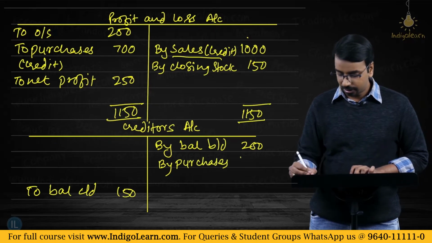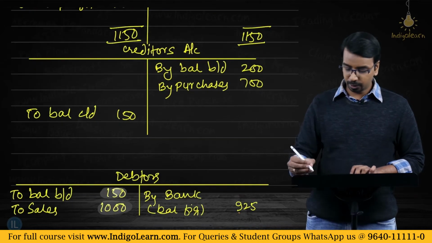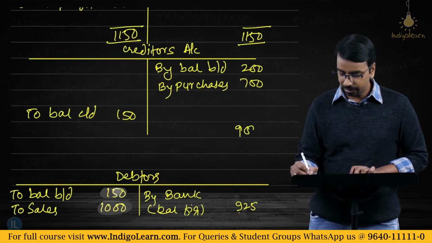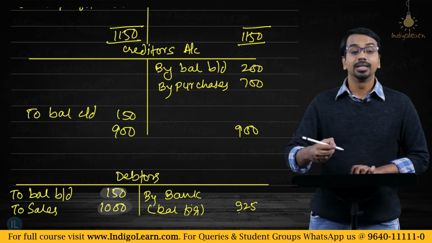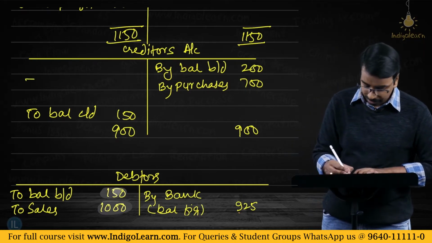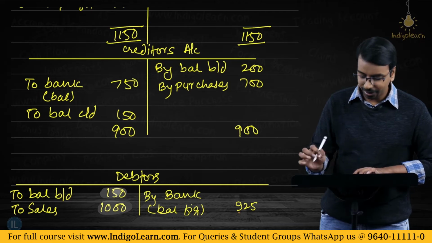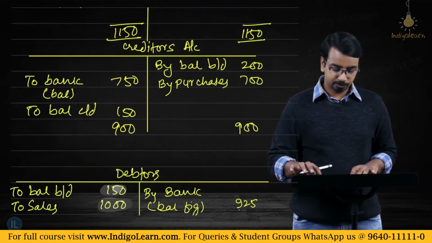So you will say by purchases 700. So 700 plus 200 is 900, and this side also if you say 900, there is a balancing figure of 750. So this can be what we would have paid to bank, balancing figure 750.